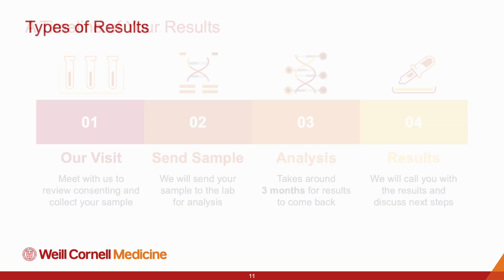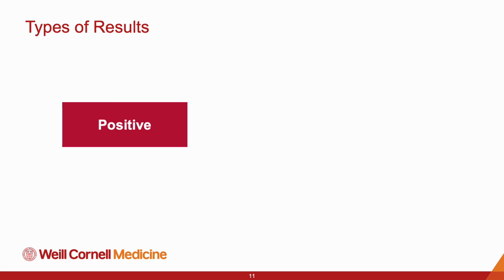And lastly, once we have the results, we will call you and discuss what the next steps are in the process. There are a few different results that can come back with whole genome sequencing. The first result is a positive result. This means that a variant or change was seen in the DNA that can explain the symptoms a patient is experiencing. This can provide families with a better understanding of their child's health and help with ongoing care and management.